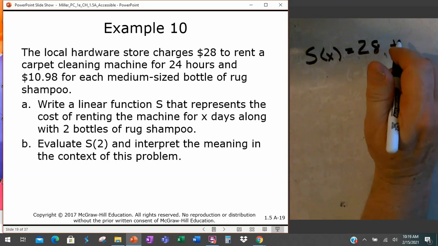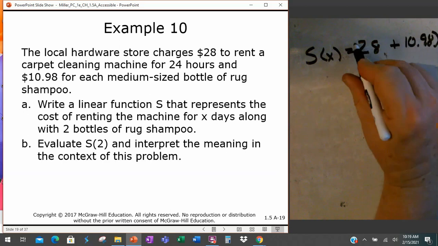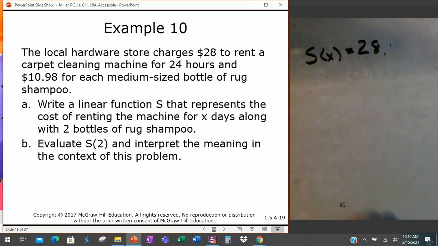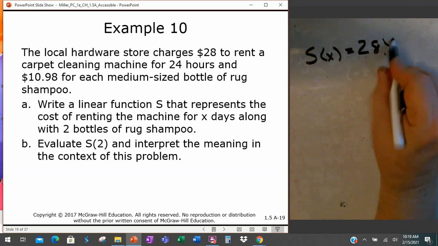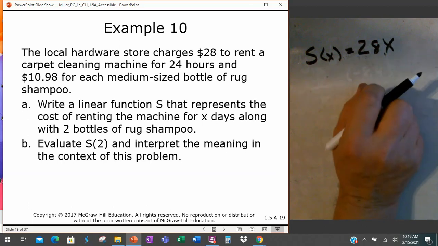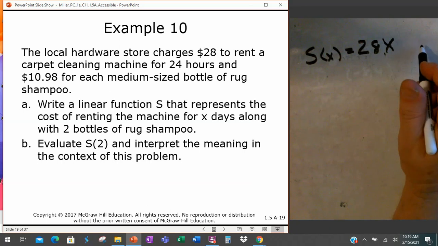Plus $10.98. So let me write it out this way. 28x, that's going to be for a carpet cleaning machine, and then $10.98 for each medium-sized bottle of rug shampoo.